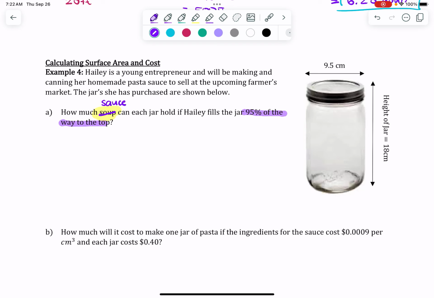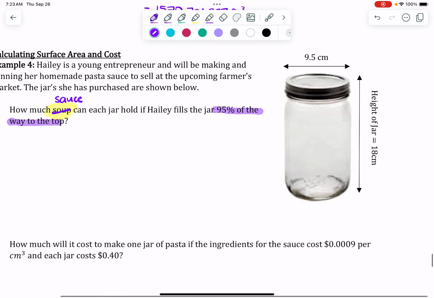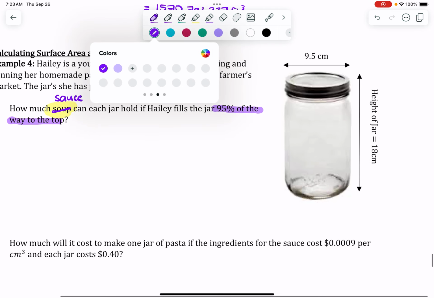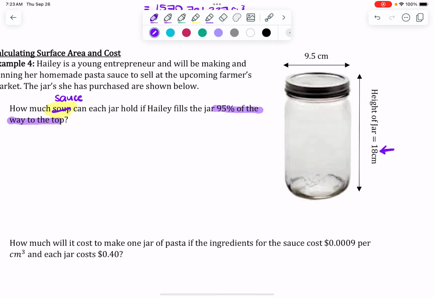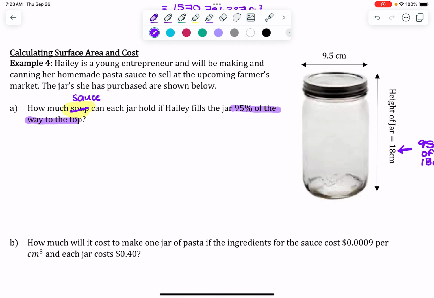Okay, so same idea. We need to make sure that this sauce only goes 95% of the way, which is really just useful because we want to make sure that when we are calculating how much sauce can fill the jar, rather than the height being 18, I have 95% of 18 centimeters as my height. Now I could calculate that separately, or I could calculate that within my work. Both are okay.